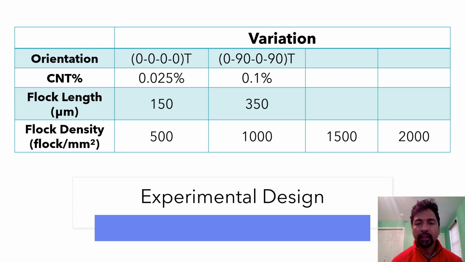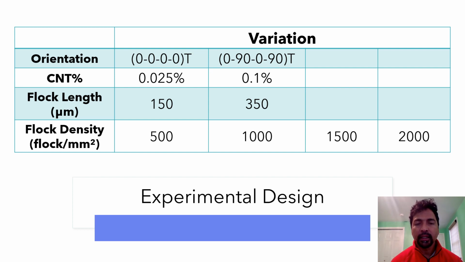In this study, we have an experimental design where we wanted to see how different parameters influence the interlaminar shear strength as well as the electrical response of the composite under shear deformation. So we have 2 different orientations, unidirectional and cross-ply. Unidirectional is 0, 0, 0, cross-ply is 0, 90, 0, 90. And we wanted to study the effect of the amount of carbon nanotubes, which is 0.025%, a very small amount, and 0.1%. The objective is to cut down the amount of carbon nanotubes because they're very expensive.